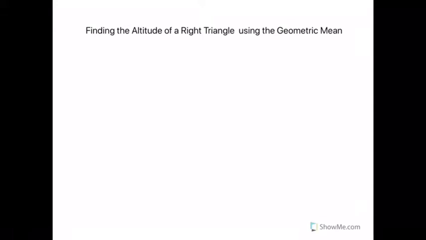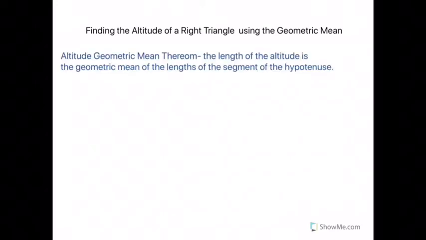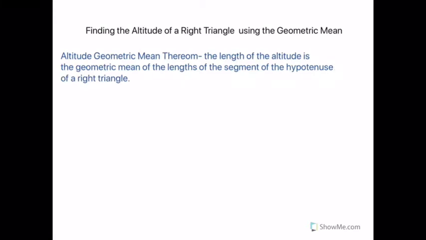First, let's talk about a theorem. Here's our theorem, the altitude geometric mean theorem. The length of the altitude is the geometric mean of the lengths of the segments of the hypotenuse of a right triangle. So we're talking about right triangles here. Let me grab an image so I can show you.